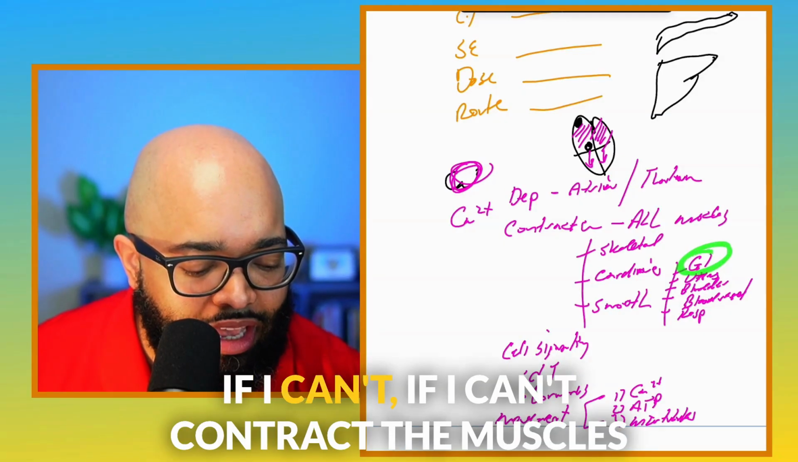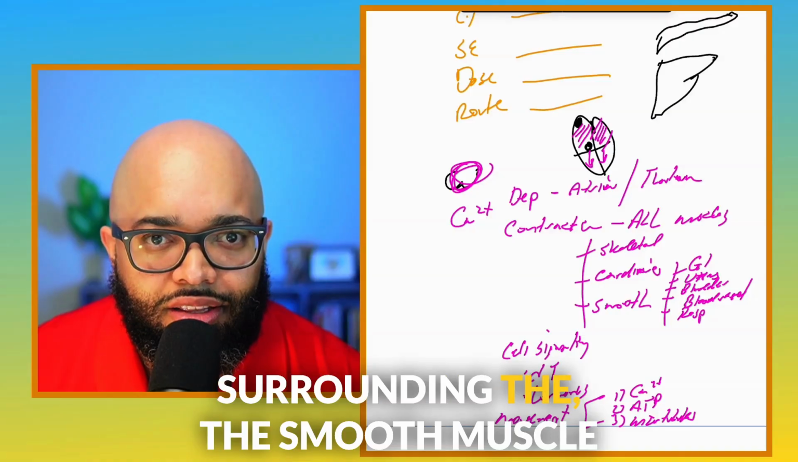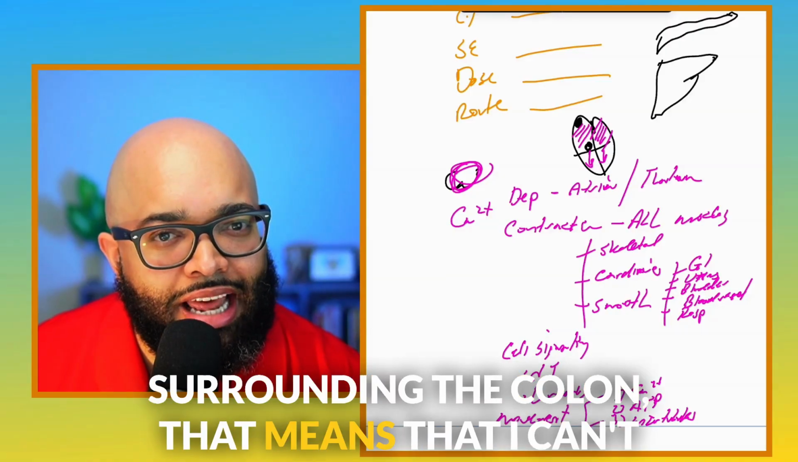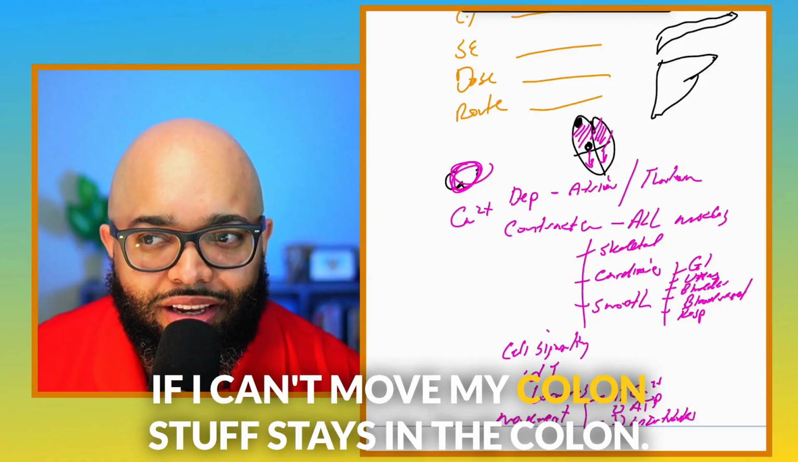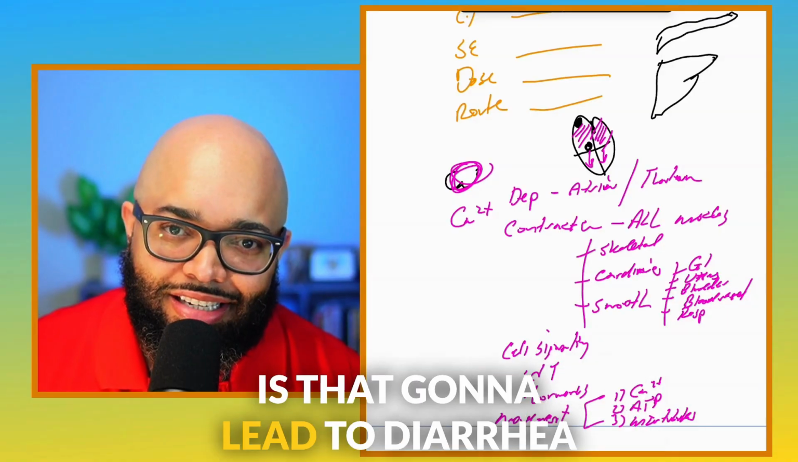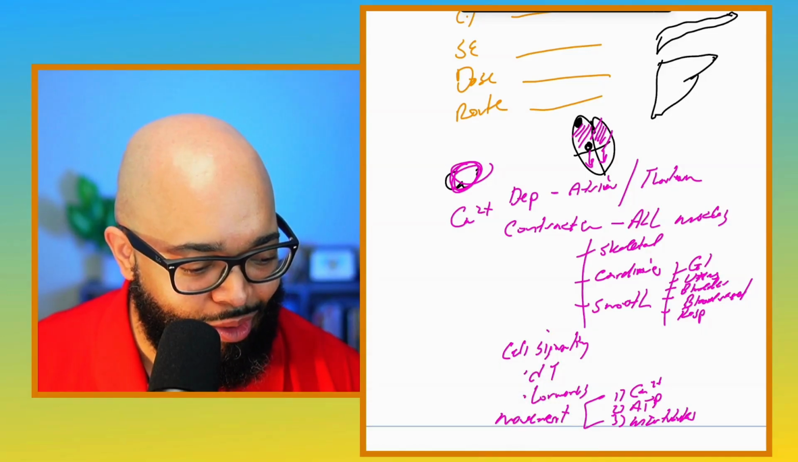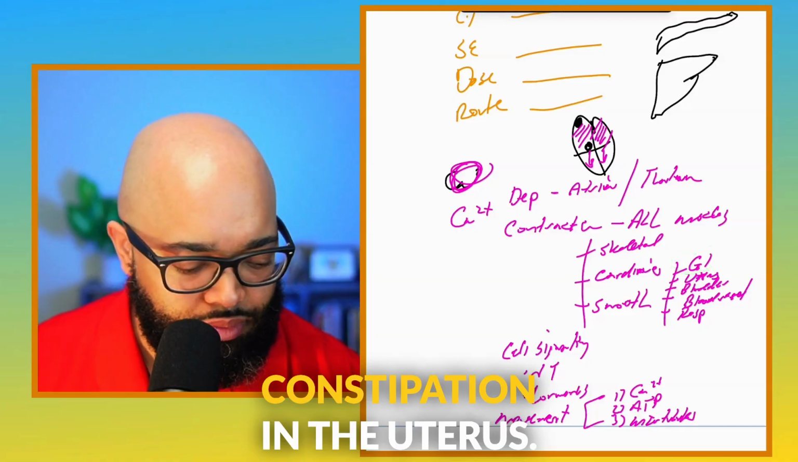If I can't contract the smooth muscle surrounding the colon, that means I can't really move my colon. If I can't move my colon, stuff stays in the colon. Is that going to lead to diarrhea or constipation? Wow. So a calcium channel blocker can cause constipation.